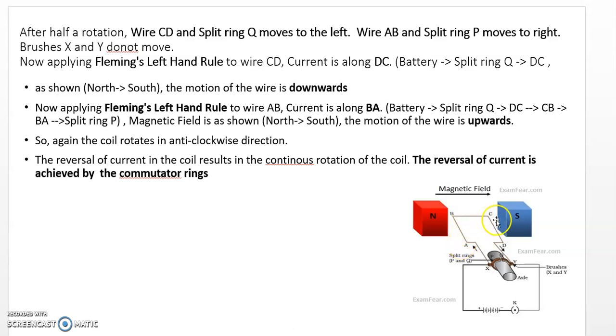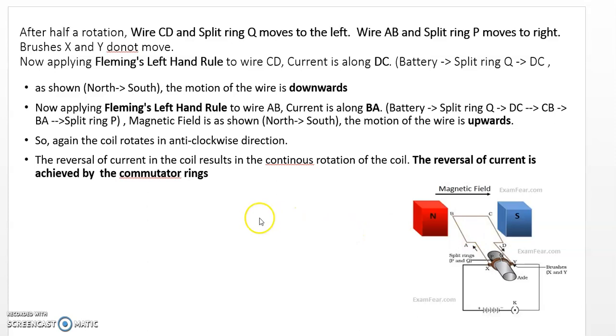Now apply Fleming's left hand rule to AB. The current will now be along BA, and then it will move to X through the split ring. Here, these are interchanged, so BA will be here and CD, that is DC, will be here. Then it will again go along BA and then to the split ring. So here the motion of the wire is upwards. So again the coil rotates in the anti-clockwise direction.